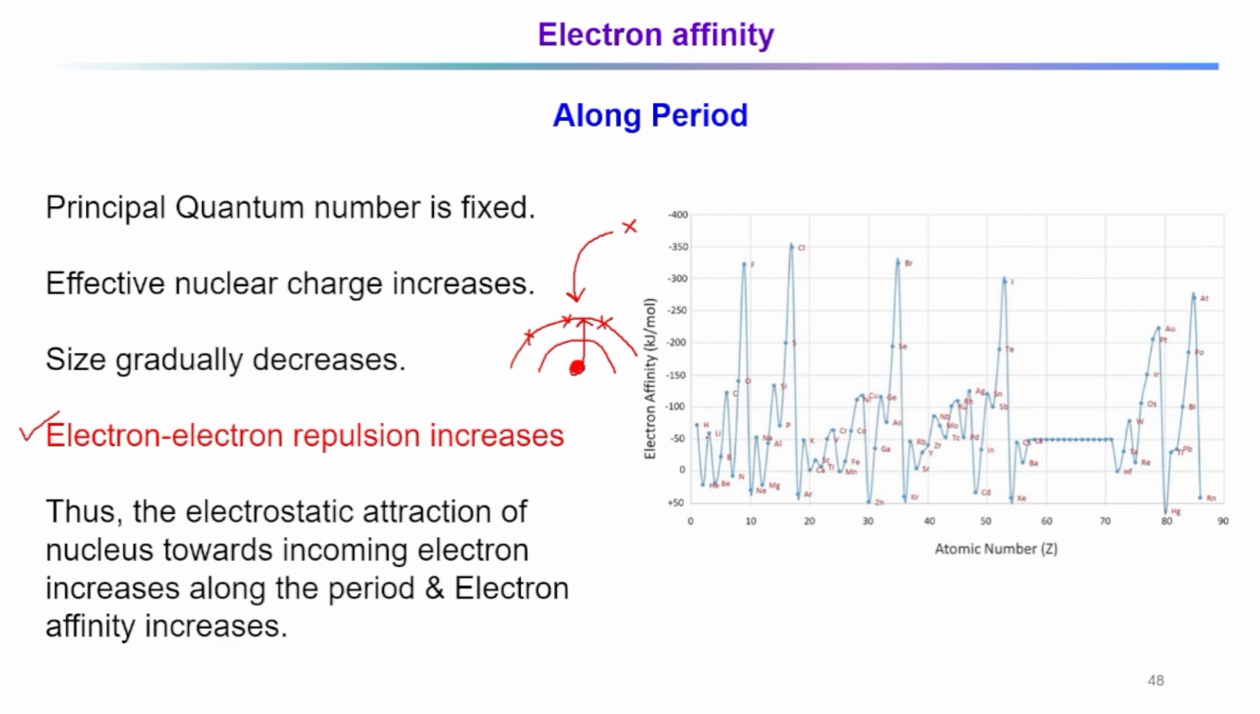You can see here from the graph, lithium, beryllium, boron, carbon. Those things we will discuss.